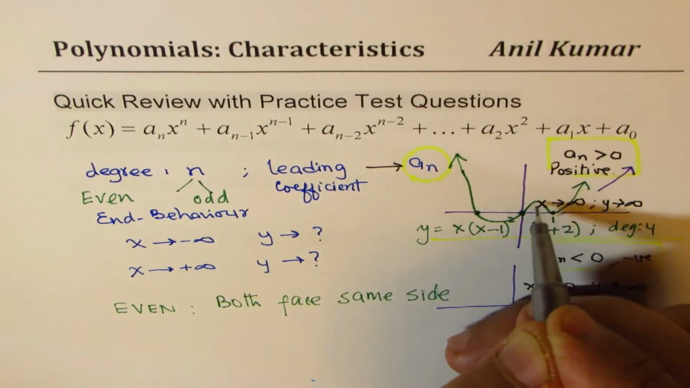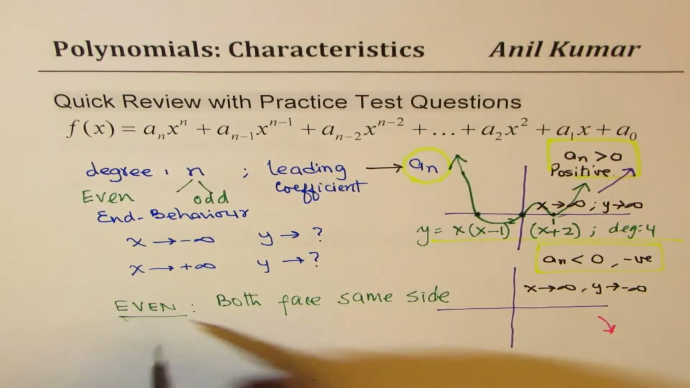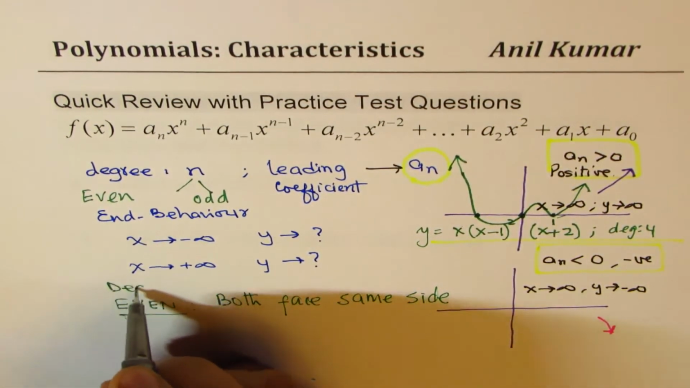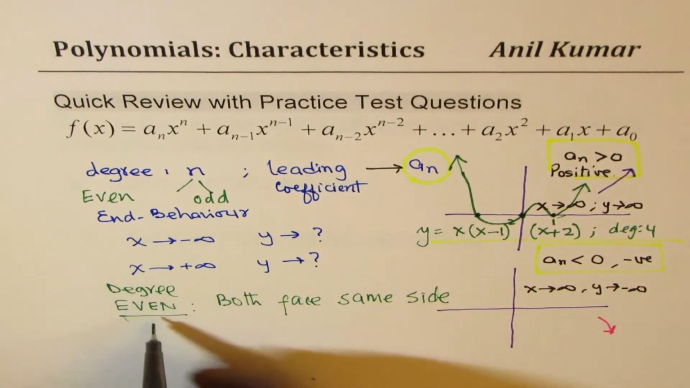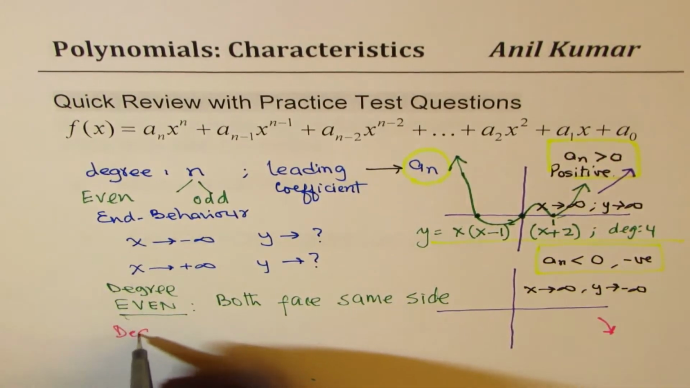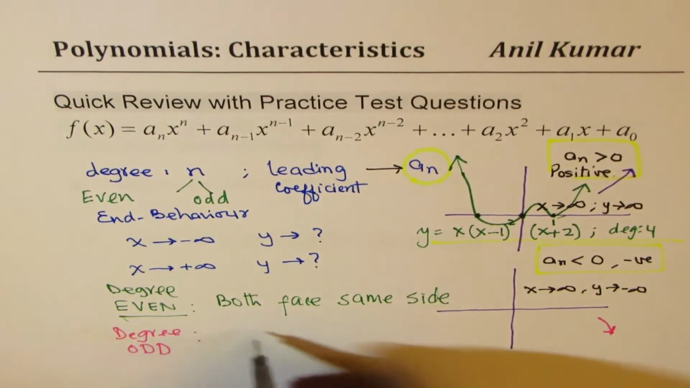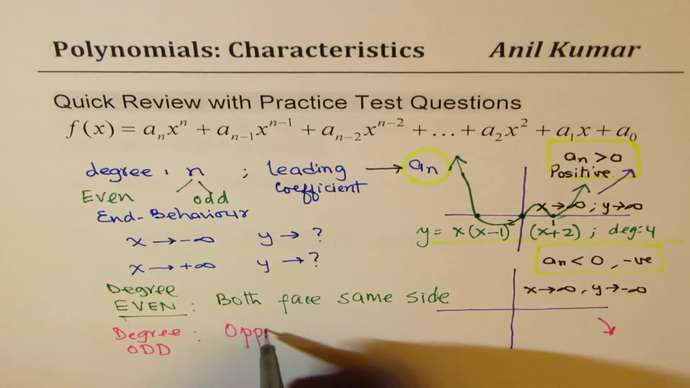So what you see really is both face same ends. This is what we mean by even degree. Degree is even, both face same ends. I hope that point is absolutely clear. Now let me take up another example. When we say degree is odd, then they face opposite ends.